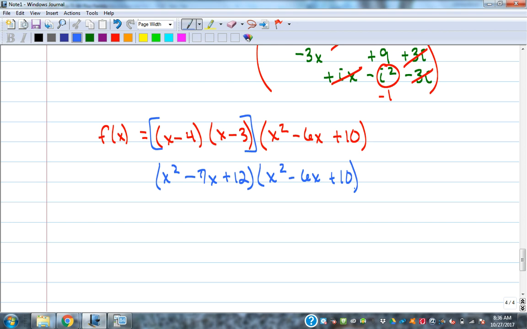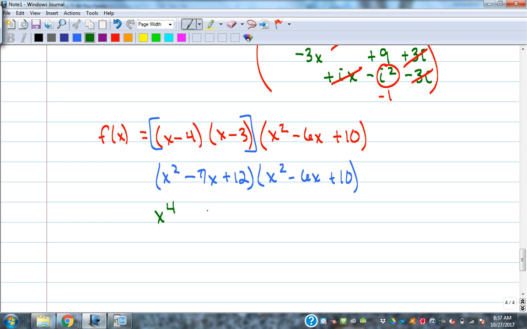So these two multiply together to be x squared minus 7x plus 12. It's multiplying two binomials together. All right, so we've got x squared minus 7x plus 12, and then x squared minus 6x plus 10. We've got three distributive properties to do, and maybe this will work. So let's do that. So x squared times x squared, there's our x to the fourth power.